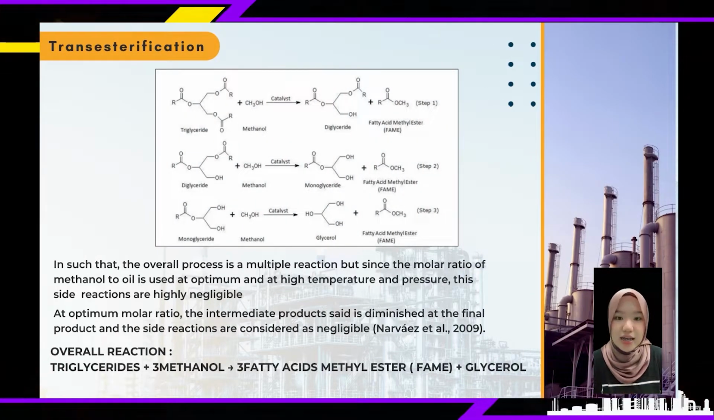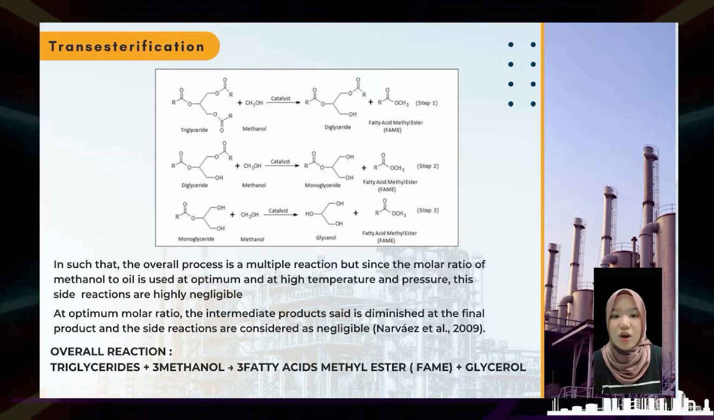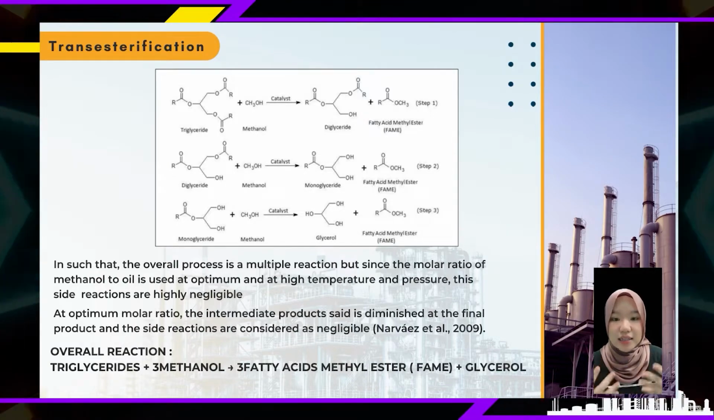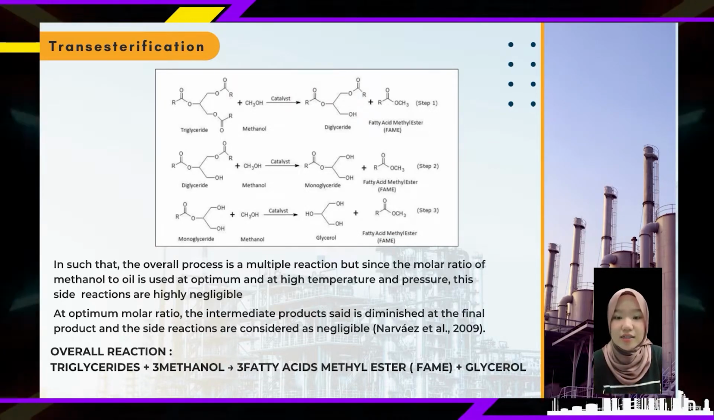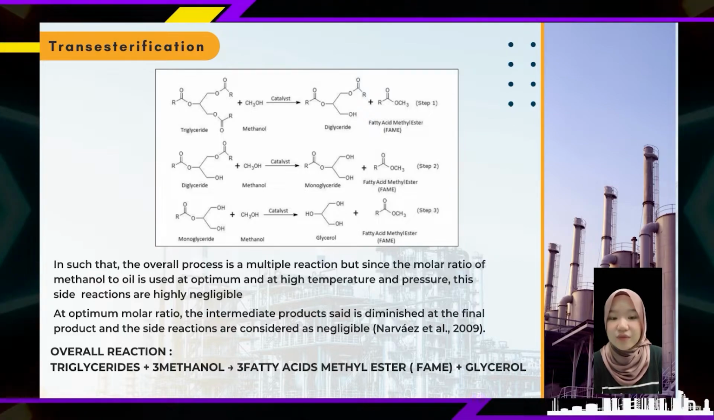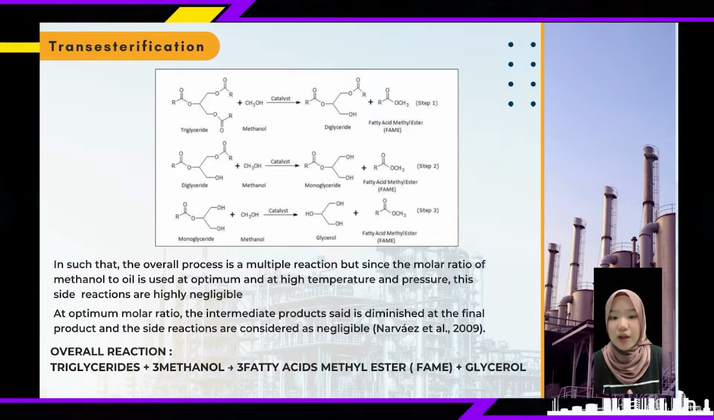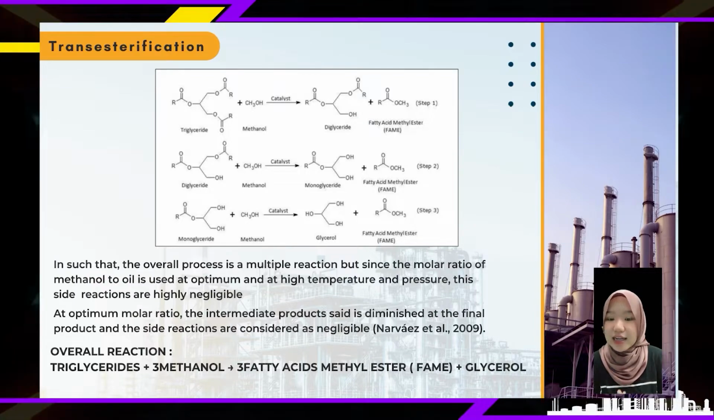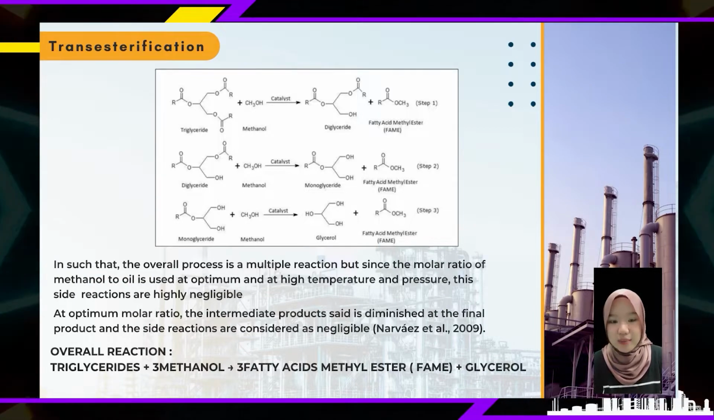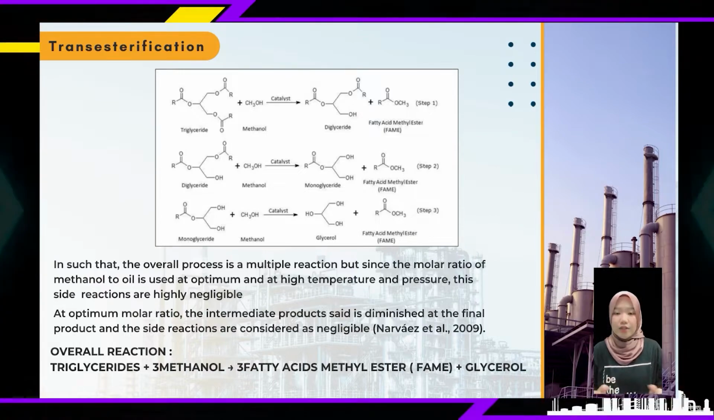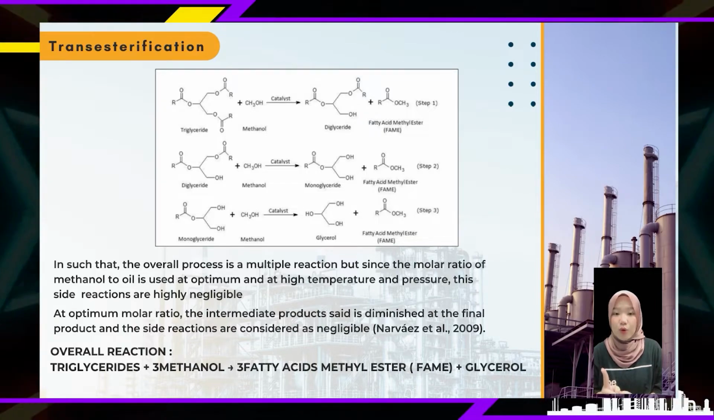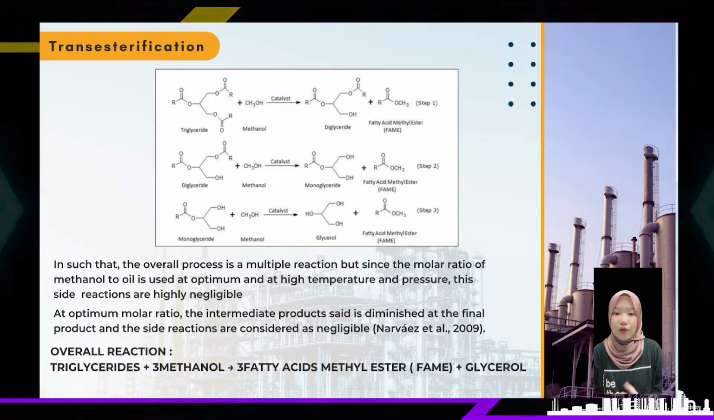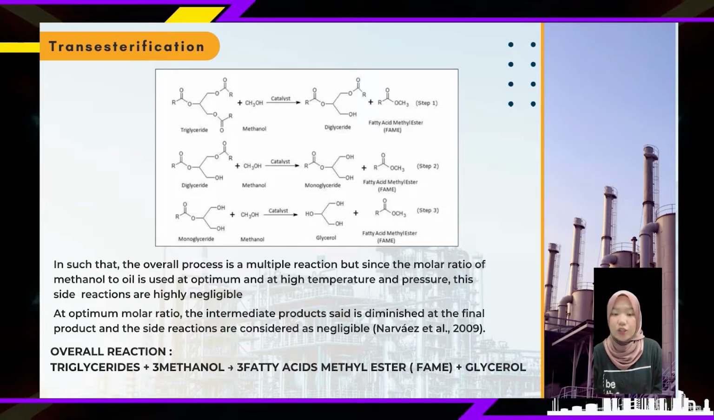Moving on, the transesterification reaction is an overall process of multiple reactions that includes side reactions producing intermediates such as monoglycerides and diglycerides. But according to the research of Narvaez and the team, at an optimum molar ratio of alcohol to oil, the side reactions are highly negligible and the intermediates are diminished. So, our project utilizes the optimum molar ratio, so only a single reaction is focused on, which is 1 mole of triglyceride reacting with 3 moles of alcohol to produce 1 mole of glycerol and 3 moles of methyl esters.